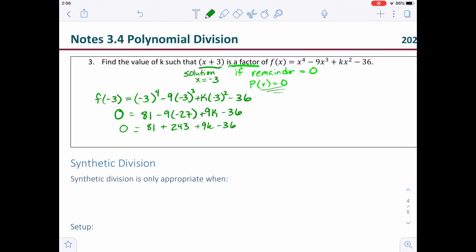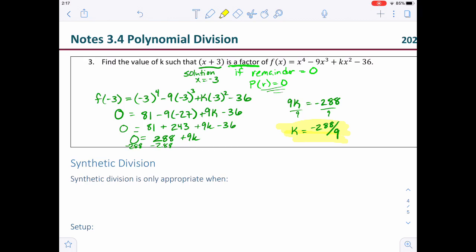So we get 288 plus 9k is equal to 0. Now we just need to solve. We're going to subtract 288 from both sides. So we get 9k equals negative 288, divided by 9. And we get that k would have to be negative 288 divided by 9.